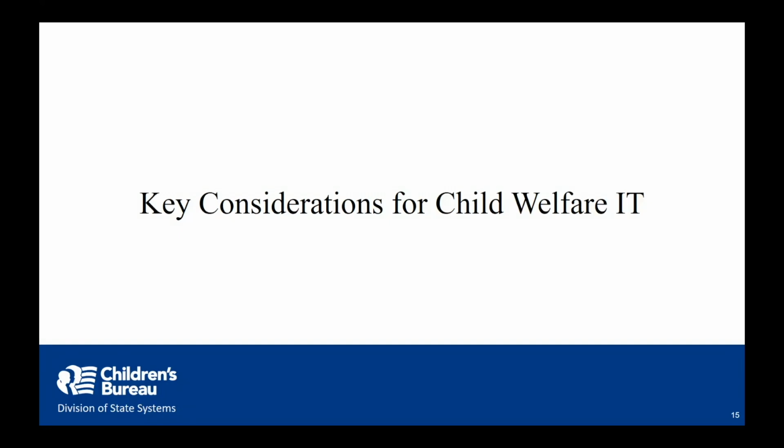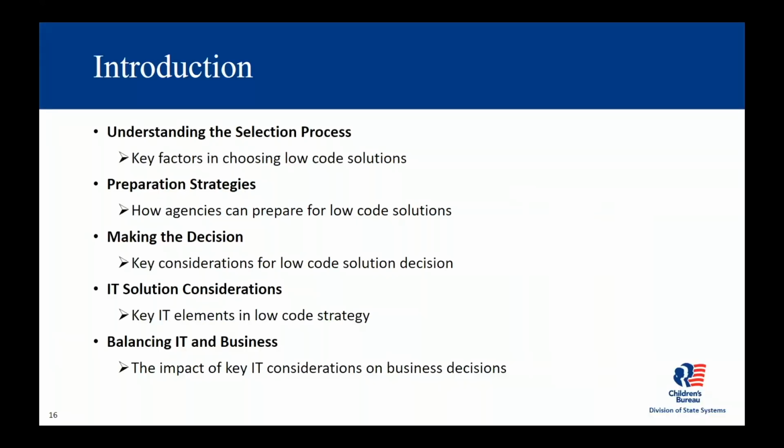Next slide, please. Slide title: Introduction. 5 bullets are read and described by presenter. So we'll start by understanding the selection process, the critical steps involved in selecting the right low-code solution and how the agency prepares to make an informed decision here. We'll also discuss the key considerations for making such a decision and why it is crucial to balance IT and business perspective as these decisions impact both.